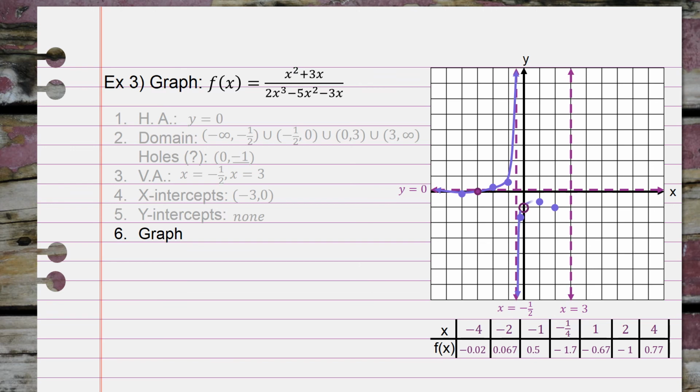Hopefully your graph looks something similar to mine. Now remember, your graph will never cross a vertical asymptote, but it might cross a horizontal asymptote. And we do see an example of that because we do see an x-intercept along the left-hand side of the graph.